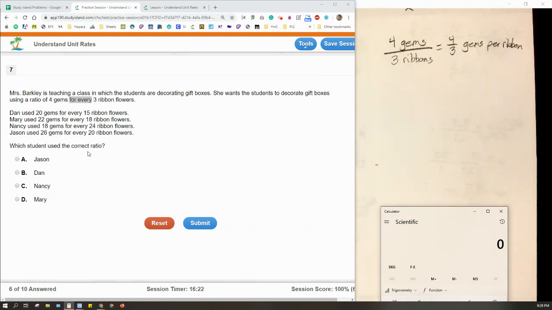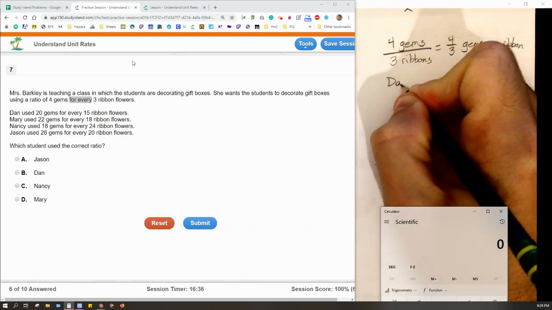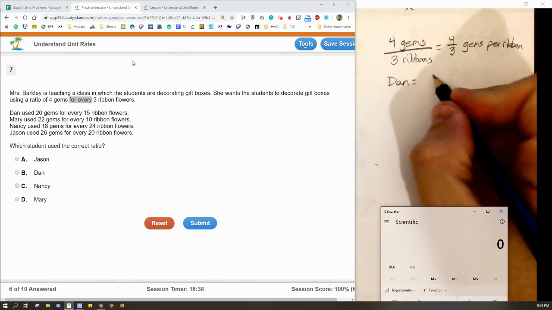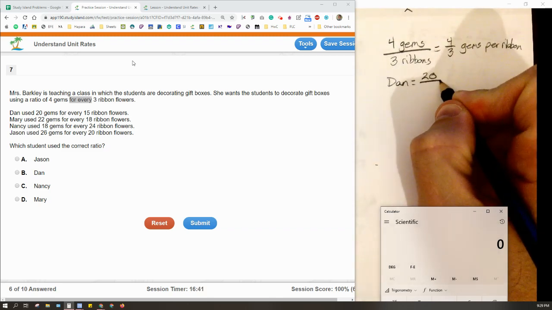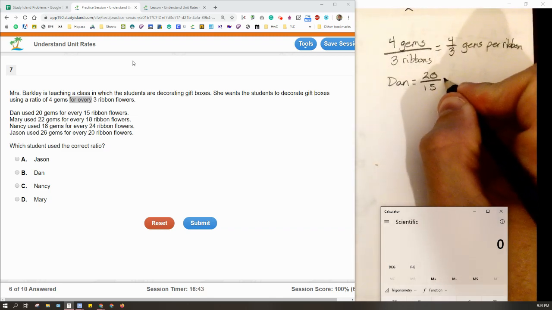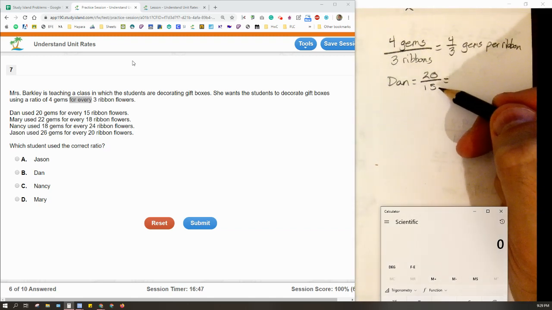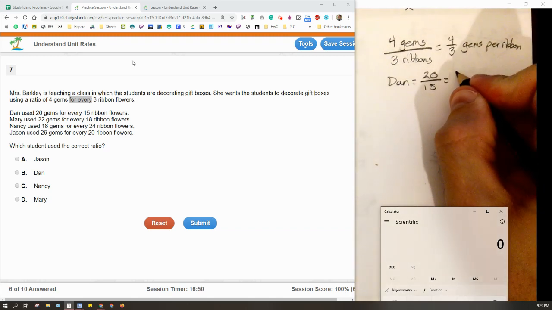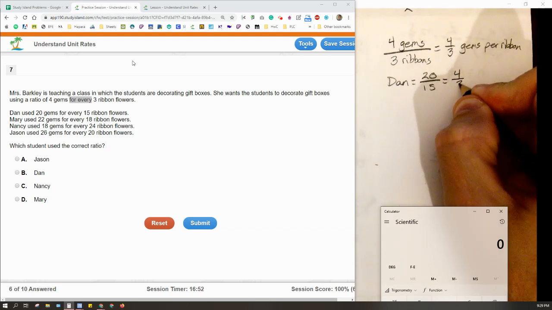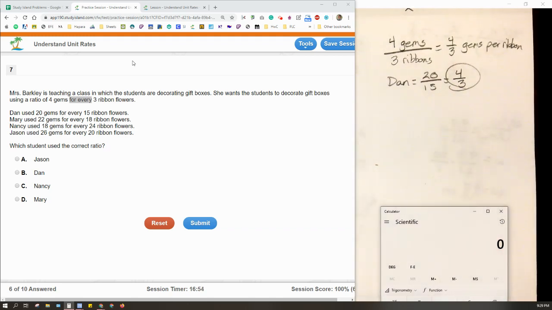So which student used the correct ratio? Which one of these students, if we took their particular setup, would it simplify to 4/3? Let's write their 4 fractions down with the gems in the numerator and the ribbons in the denominator. We got Dan. Now Dan was 20 gems over 15 ribbons. Now 20 15ths, what does that simplify by? 20 and 15 both divide by 5. 20 divided by 5 is 4. 15 divided by 5 is 3. And look at that. We got the right answer.